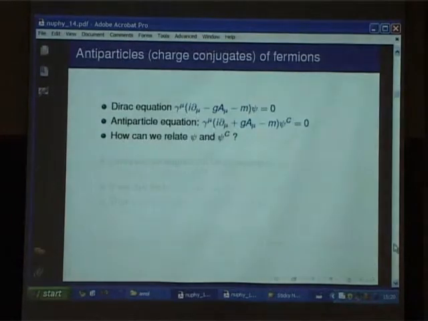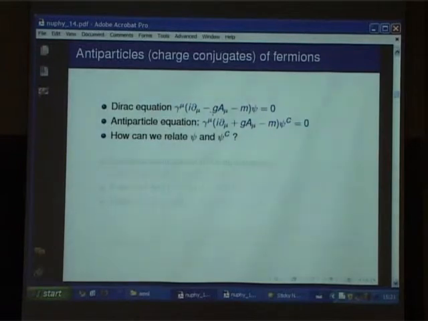So now let's see what kind of mass term. Before that, let me remind you about antiparticles. Again, this is something you perhaps have seen before. So you have the Dirac equation, which is (i gamma mu del mu minus g A mu minus m) psi is equal to 0. This is the Dirac equation in the presence of some gauge field. If you replace g by e, you will get electromagnetism. That's what it is.